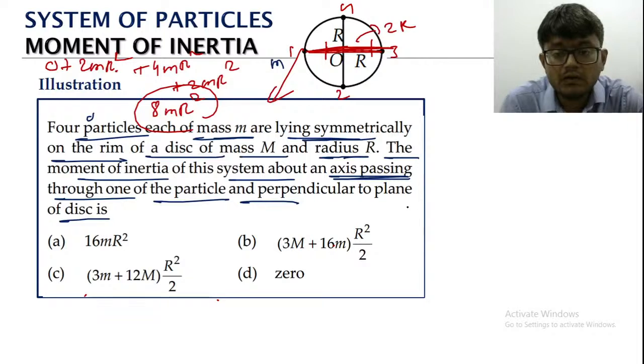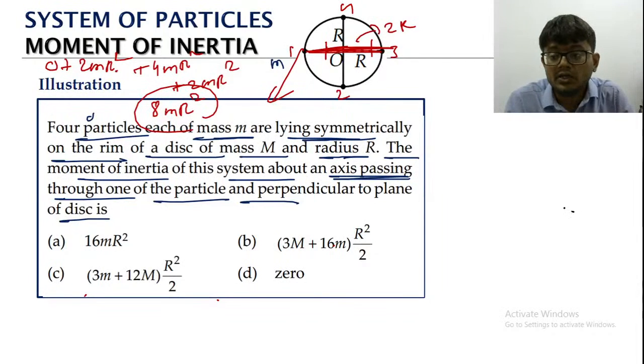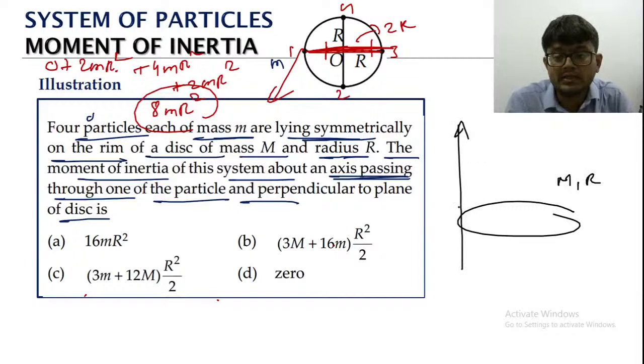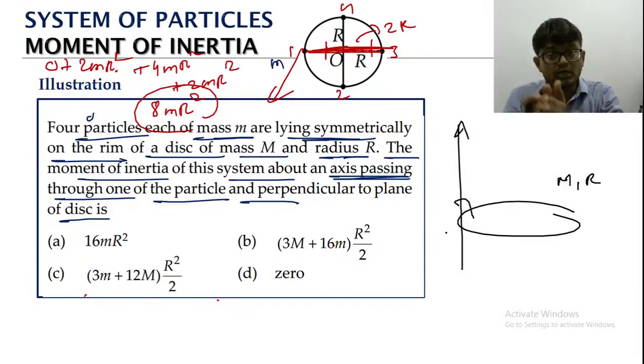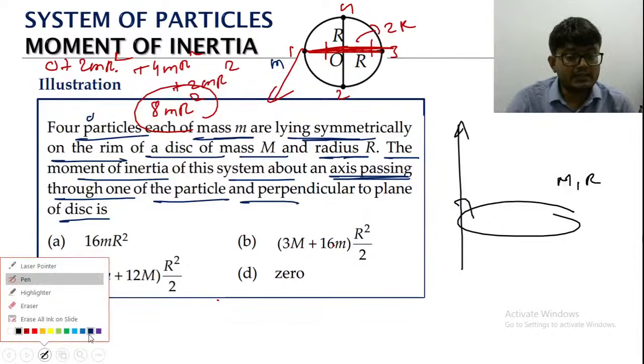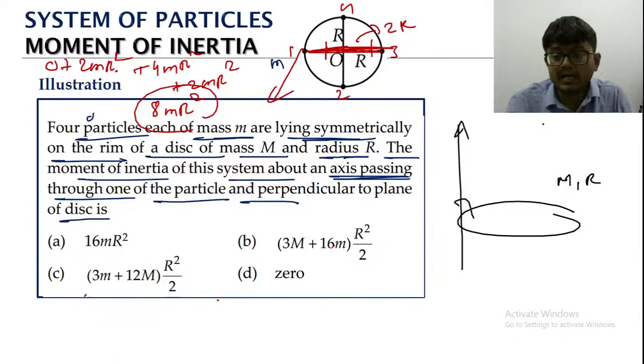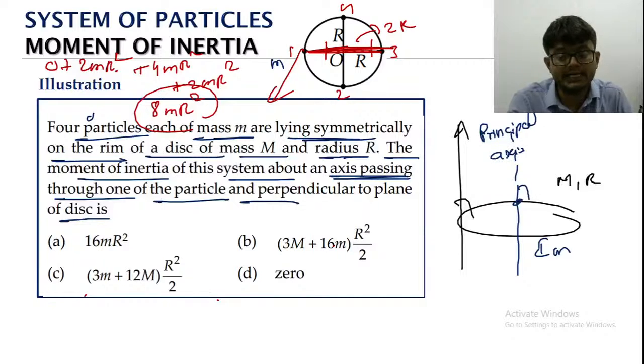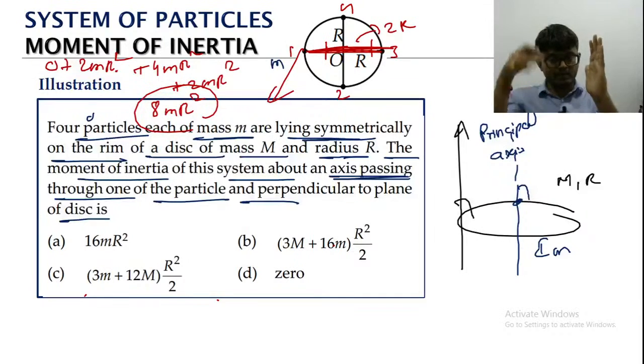Now we look at the other. What is the other? You have the disk. Disk of mass m and radius r. We have to draw a tangent which is perpendicular to the plane. Means if you think about an axis which is parallel to this and passing through center of mass, that is our principal axis. What is this? This is the principal axis, right? Disk, tangent perpendicular to the disk plane. Draw a line parallel to this passing through center of mass. That is our principal axis.